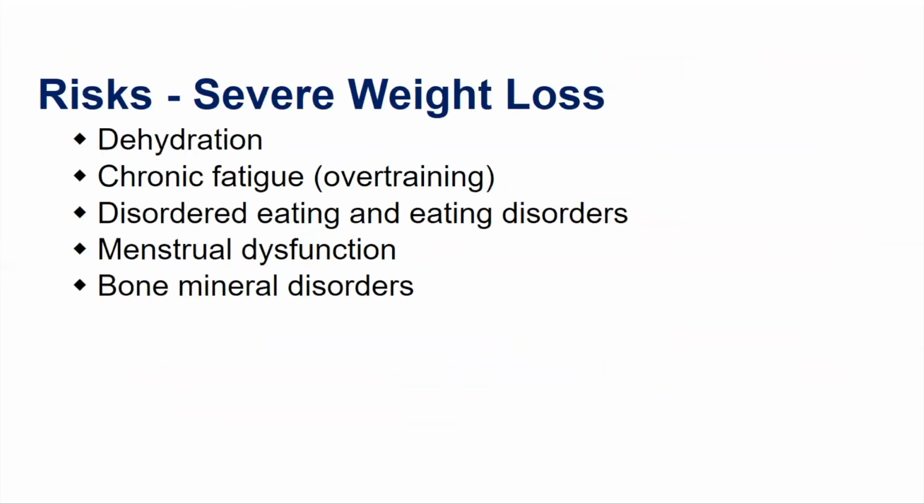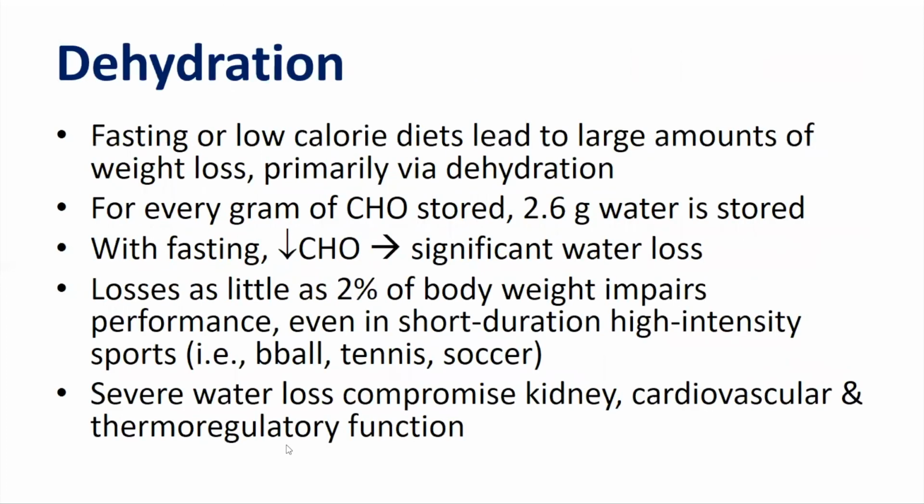Other risks involved with severe weight loss include dehydration, chronic fatigue related to overtraining, disordered eating and eating disorders, menstrual dysfunction, and bone mineral disorders. So dehydration and electrolyte imbalances is a major risk associated with severe weight loss. So fasting and low-calorie diets lead to a large amount of weight loss, and this occurs primarily through dehydration.